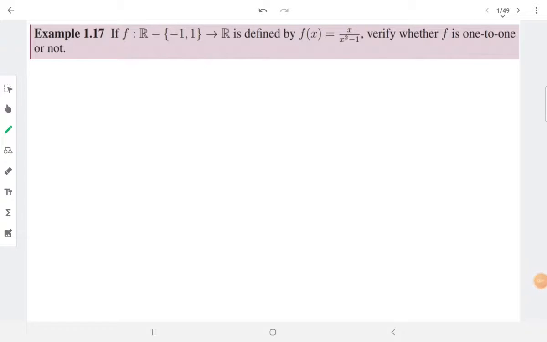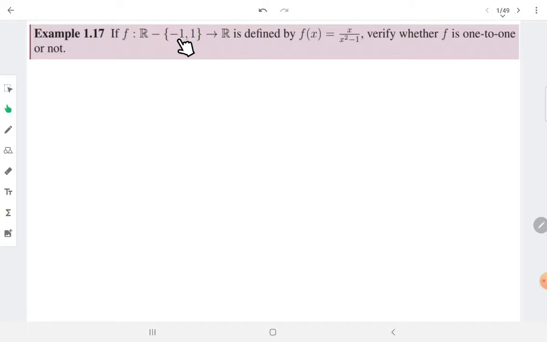Dear children, in this video we are going to see example 1.17. If f from R minus {1, 1} to R is defined by f(x) = x/(x² − 1). Why is the domain like this? The range can have all real values, but the domain is given as all reals except these two numbers.